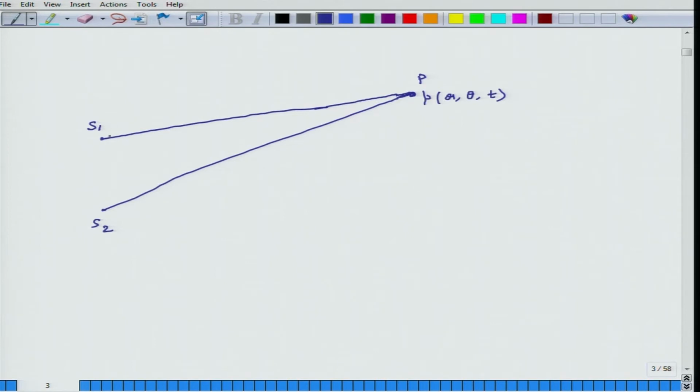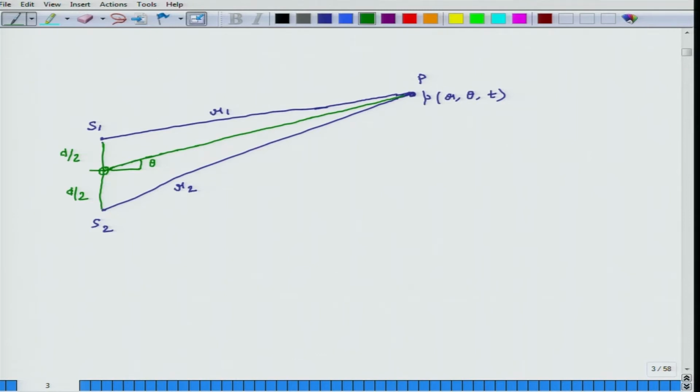The distance between P and S1 is R1, the distance between P and S2 is R2, and the distance between S1 and S2 is D. So, this is D over 2 and this is another D over 2, and this is the midpoint. From the midpoint, if I draw a line connecting the midpoint to this far distant point P, then the angle between this line and the horizontal axis is theta.